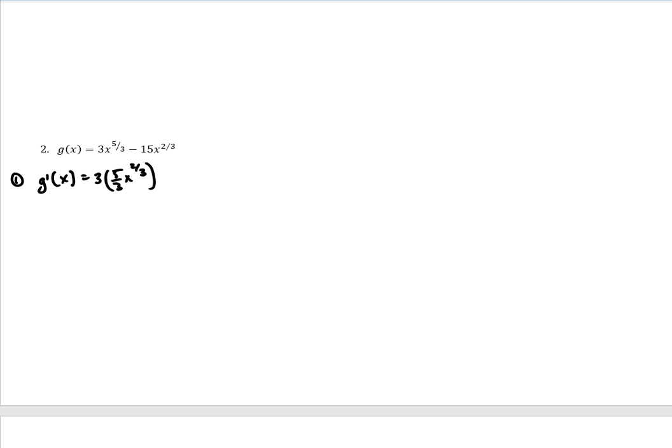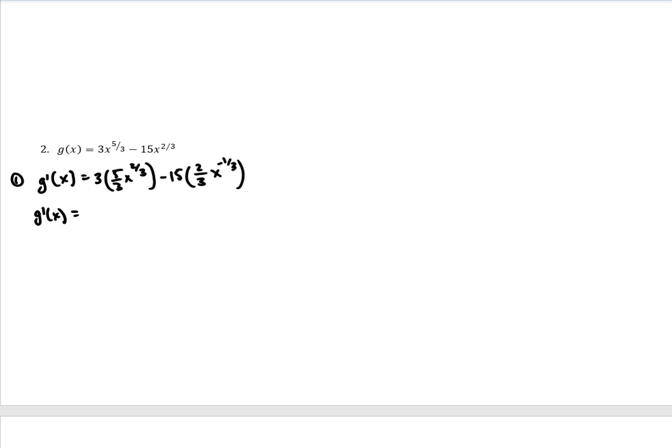If you can do it by yourself, that's fine. And then we have minus 15. And then, again, the power would come to the front, so 2/3 x to the power 2/3 minus 3/3, which is negative 1/3. And then I'll erase my scratch work. And now let's simplify.